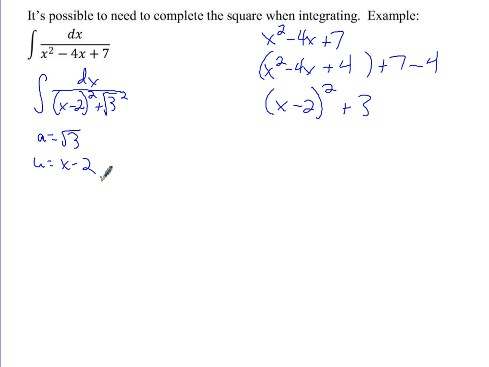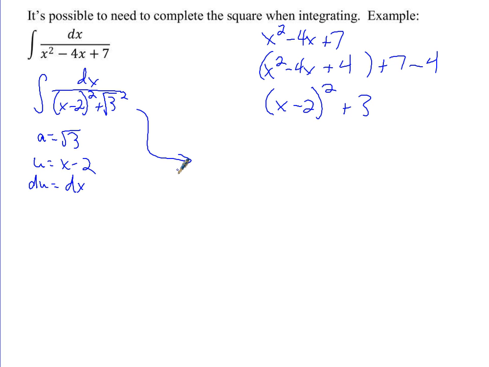x minus 2, which makes just dx. So this turns into du. This is u. This is a. Now do I have... Oh, because arctangent is written as a squared plus u squared in the denominator, but we have u squared plus a squared in the denominator. With addition, can we swap? 2 plus 3 is the same as 3 plus 2. So this is the arctangent. I'll allow it.